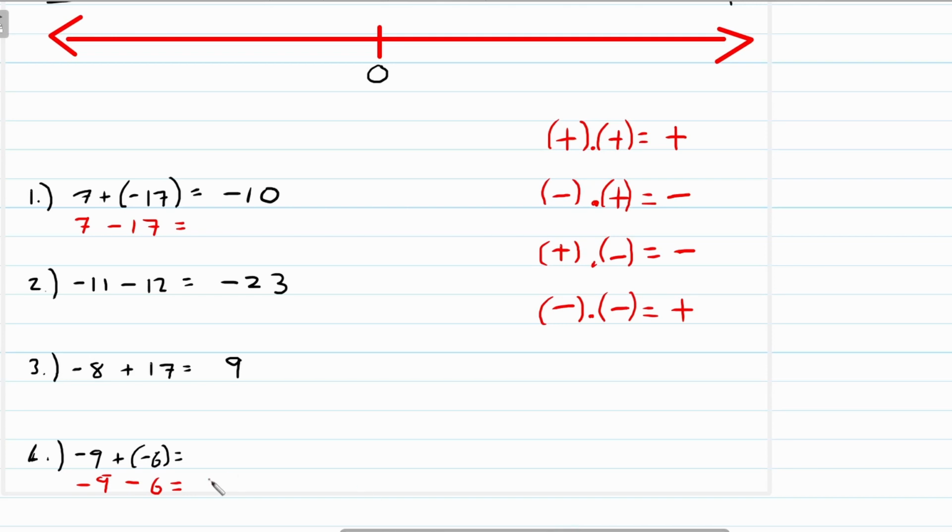Okay, and then lastly, negative 9 plus a negative 6 is the same as negative 9 minus 6. So in order to do that, we start at the negative and then move towards the left, which will then become minus 15. I hope this helps.